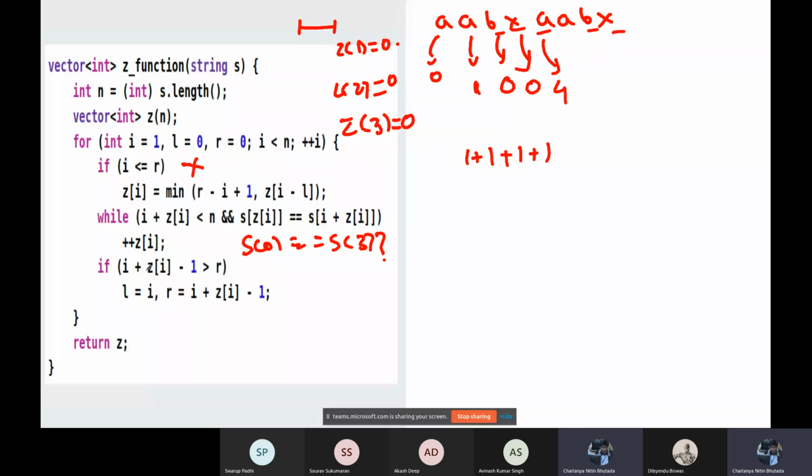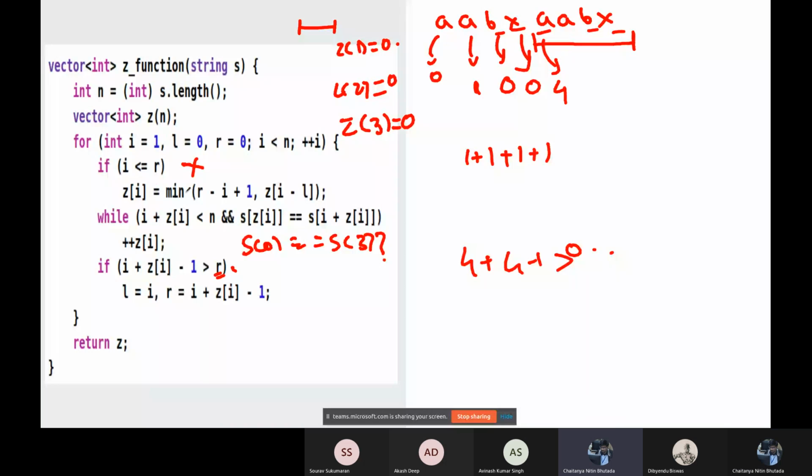So we put 4. Now I plus Zi minus 1 will be greater than R, as position 4 plus 4 minus 1 will be greater than 0. So we take this segment. This is the new segment. So now Zi is in this segment. So Z5 is in the segment. So what we do is initialize it with 1.